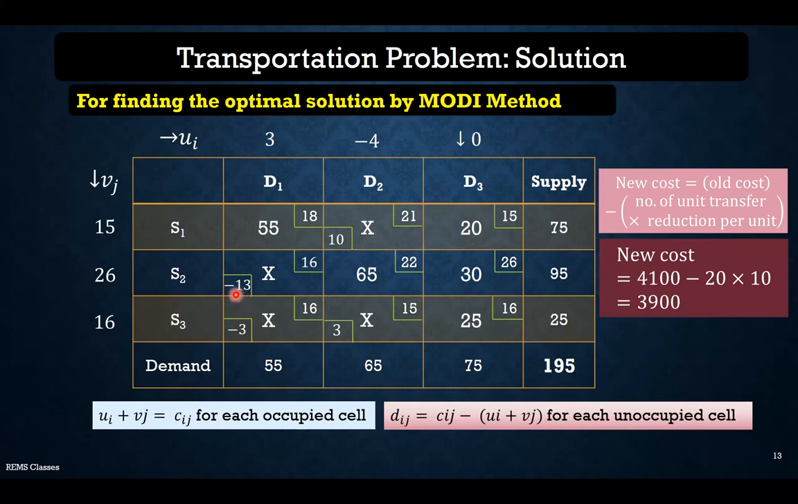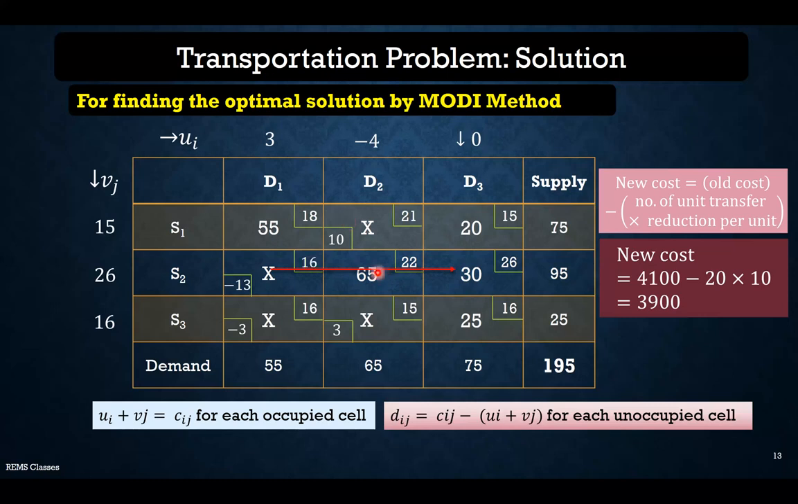So we will start allocating from this cell, and we will form a closed loop by making use of either horizontal or vertical lines, and we are going to turn only at allocated cells. We started from this particular cell and drew the horizontal line. We cannot stop here, and if we turn over here, there is no possible closed loop.